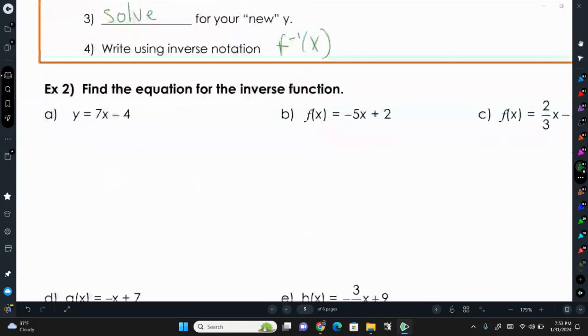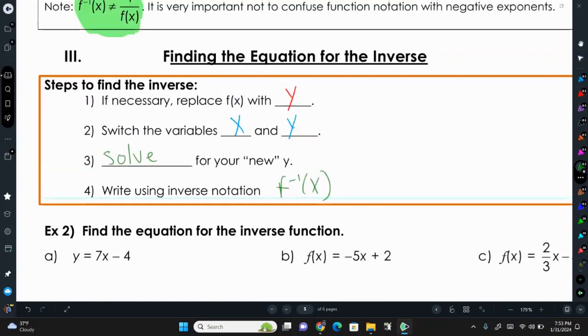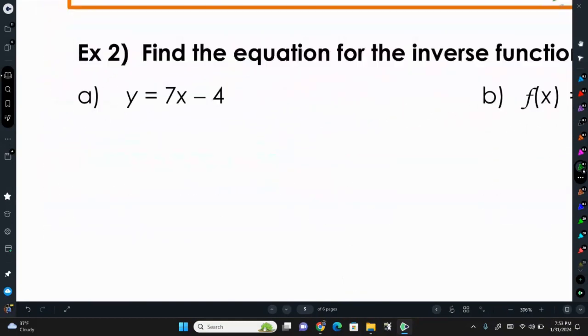And once we do that, we write using the inverse notation, the inverse f inverse of x. So in our examples here, if you look at letter A, well, we don't have f of x. It just says y. So step 1 has already been done for us. So since step 1 has been done for us, we're going to switch where x and y are. Notice that only the letters switch, not the numbers. So that 7 that was in front of the x is still there, and we just switch where x and y are. So now it's x equals 7y minus 4.